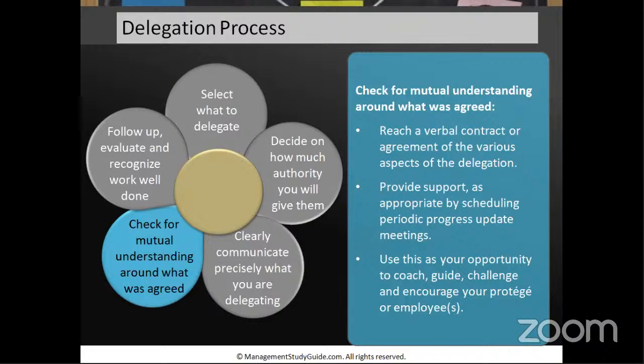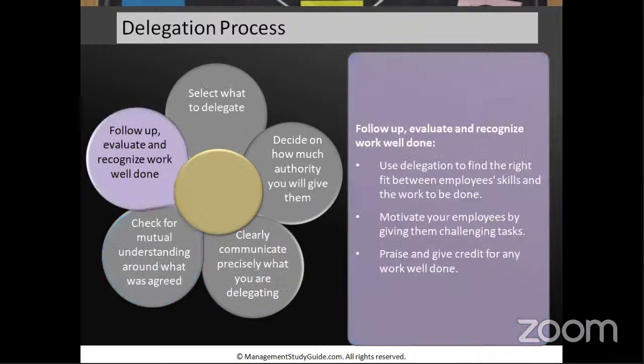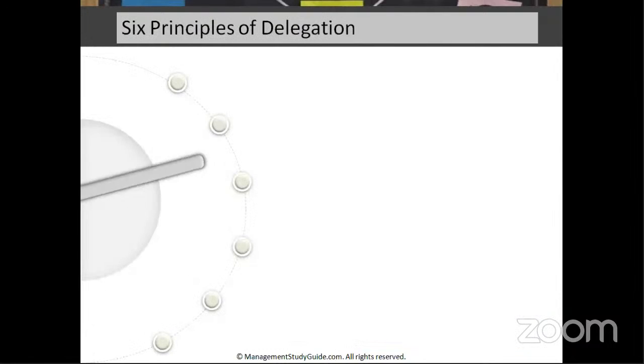Provide support as appropriate by scheduling periodic progress update meetings. Use this as your opportunity to coach, guide, challenge, and encourage your protege or employee. Then following up, evaluating and recognizing work well done. Use delegation to find the right fit between employee skills and the work to be done. Motivate your employees by giving them challenging tasks. Praise and give credit for any work well done.